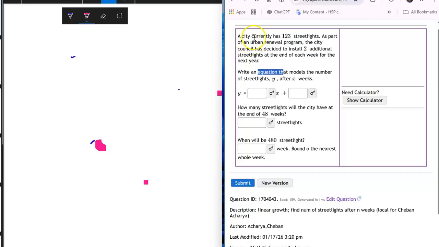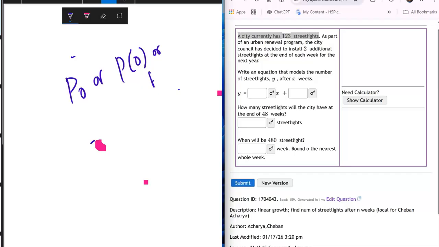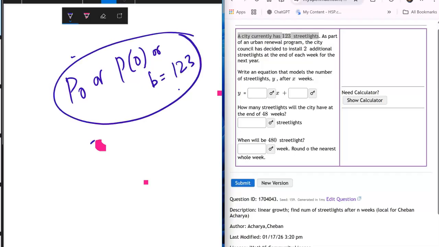So let's read the question. A city currently has 123 street lights. So this is the initial amount, 123. So in the function, this P of 0 or the b is the same as 123. This is the initial amount at the beginning. Again, for this notation, you need to go to the book and read about this initial value. That's the b, also called the y-intercept.